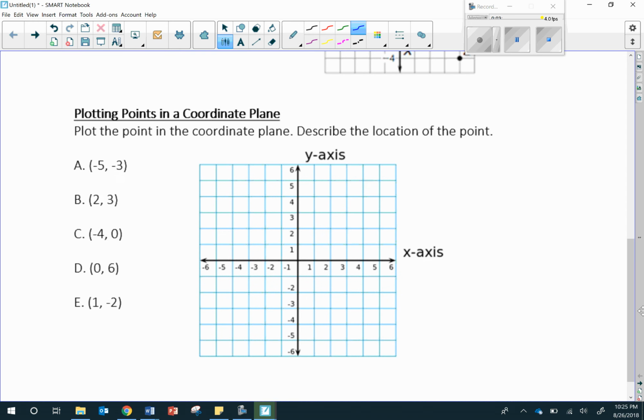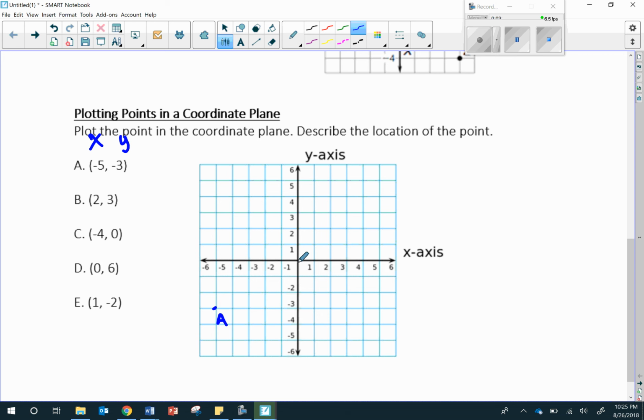Now we're going to do the opposite. We have been given some points, so we're simply going to plot them and label them on our coordinate plane. So if we look at point A, -5, -3, remember your first coordinate is always your x, and your second is your y. So we're going to move -5 on our x-axis, then -3. Right there is point A.